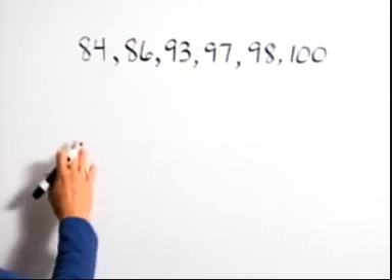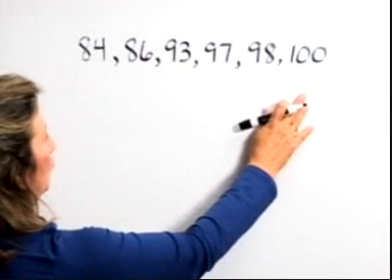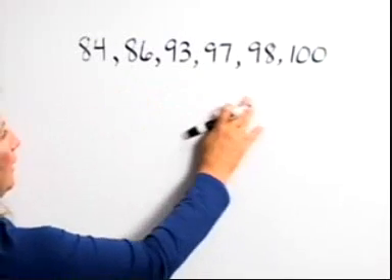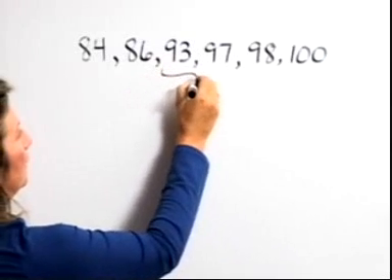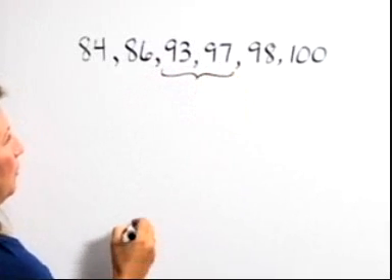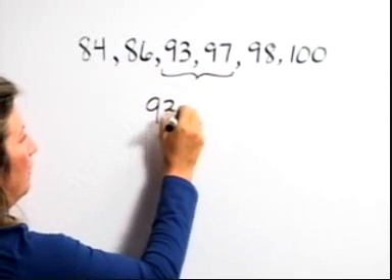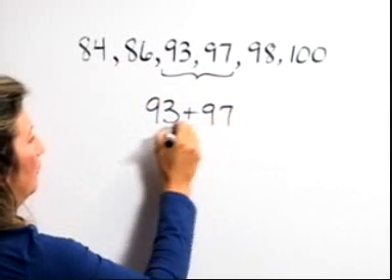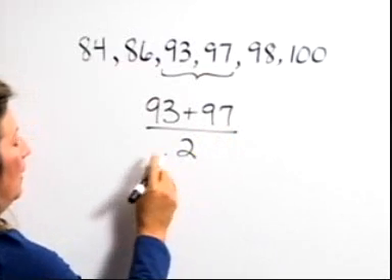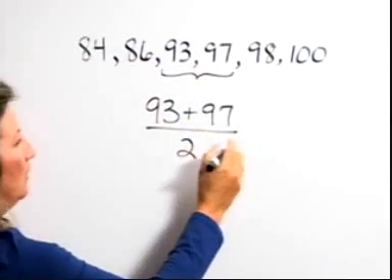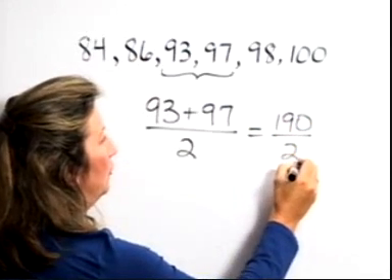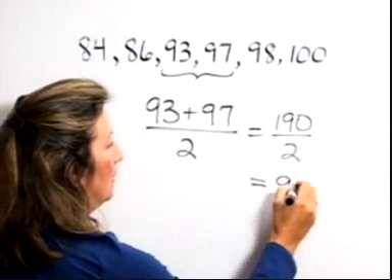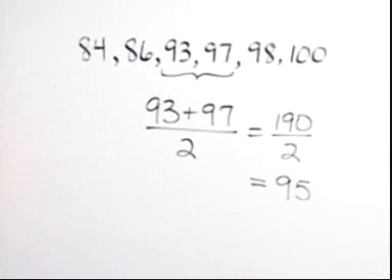In Part B, we want to find the median of the test scores. As you can see, I've already written them smallest to largest. This time, though, we have an even number of items, and so we need to find the arithmetic mean of the 2 middle numbers. So we do that by adding them and dividing by 2. 93 plus 97 is 190, and 190 divided by 2 is 95. So the median score is 95.